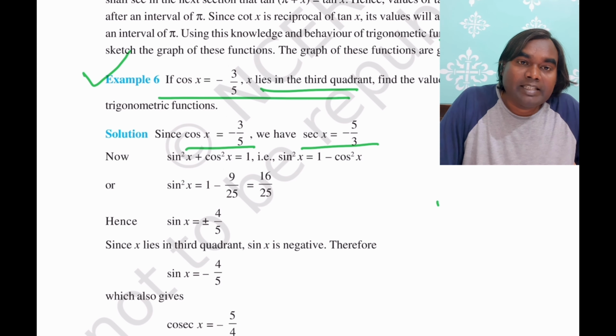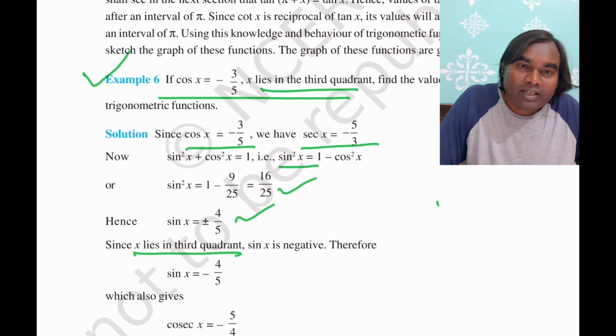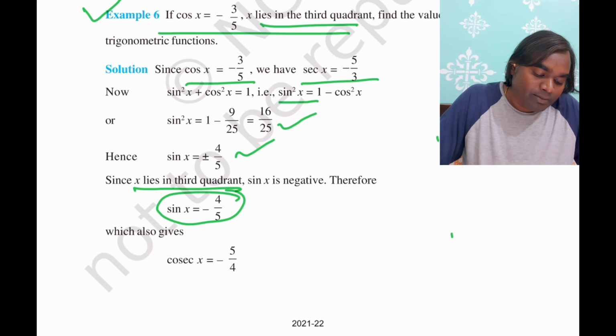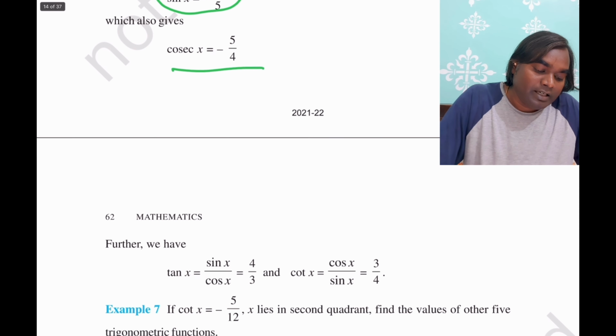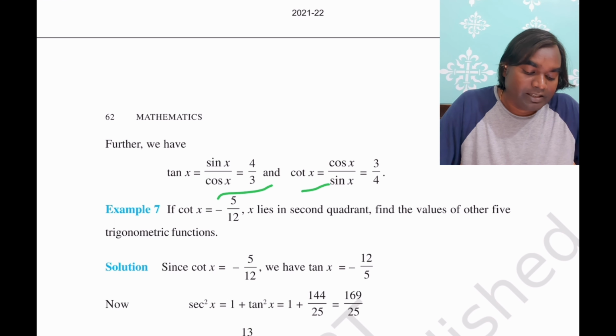So as we know that sin square x plus cos square x is equal to 1, that is sin square x is equal to 1 minus cos square x. So we can find the value for sin x. Since x lies in the third quadrant, and in the third quadrant sin value is negative, we will take the negative value. Similarly, cosec x is the reciprocal of sin x, that is minus 5 by 4. Now tan x is equal to sin x by cos x, we can calculate that. Cot x is also calculated by this relation.